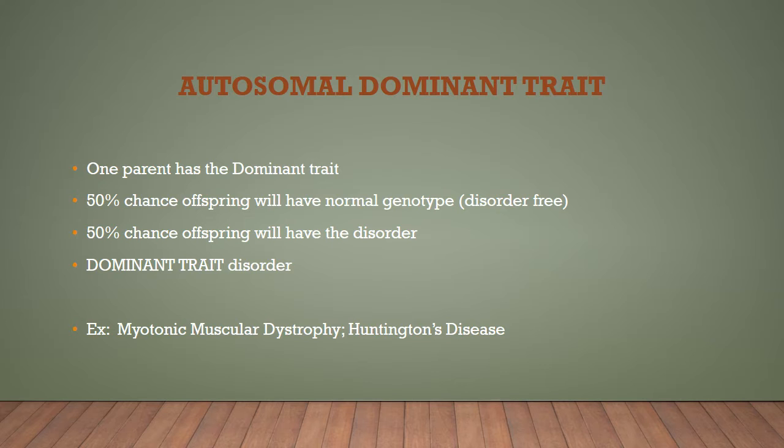This is where one parent has the dominant trait, and there is a 50% chance the offspring will have the normal genotype and be disorder-free, and there's a 50% chance the offspring will have the disorder. It's called a dominant trait disorder. So when you see a dominant trait, know it's a 50-50 chance of disease or not disease. Examples of this would be myotonic muscular dystrophy and Huntington's disease. I'm used to calling it Huntington's chorea, but they call it disease now.